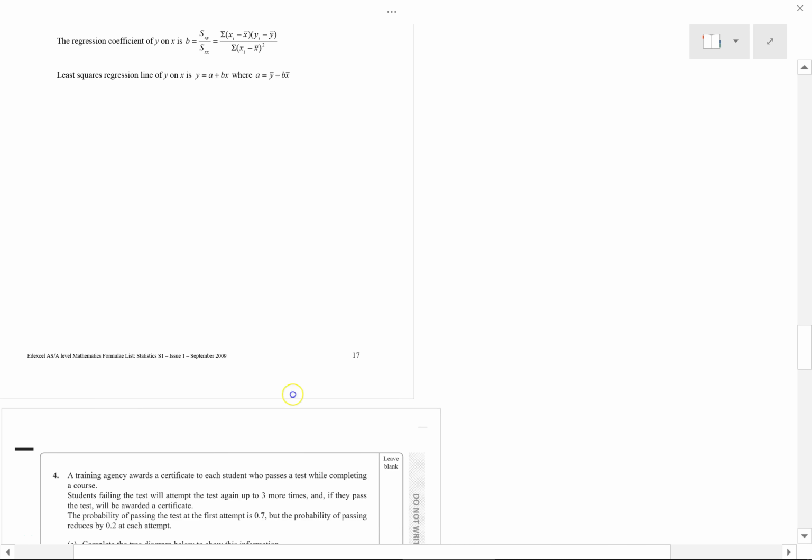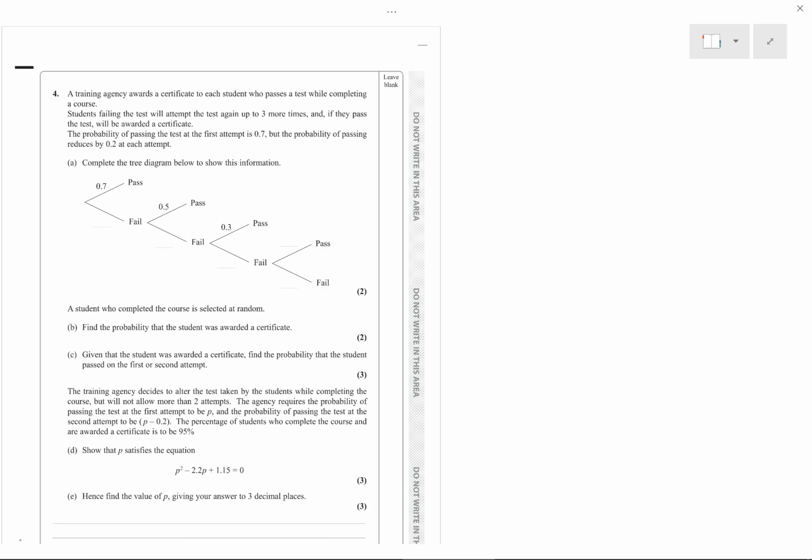Okay, so it's a tree diagram question. It's about a training agency awarding certificates for completing a course, and they can take it 4 times, but the probability of them passing each time reduces by 0.2. So the first question is to complete this tree. Well, the first one we can fill in because the probability of passing is reduced by 0.2 each time up to the 4th time. Of course, can't reduce any more than that, not by 0.2 anyway. So that's the 4 branches.